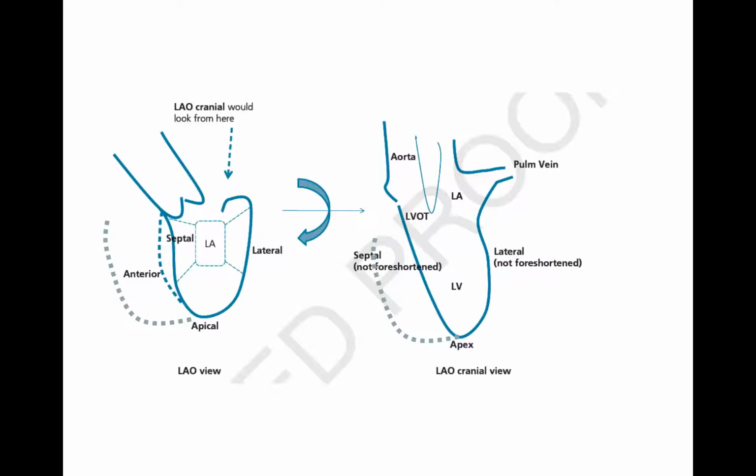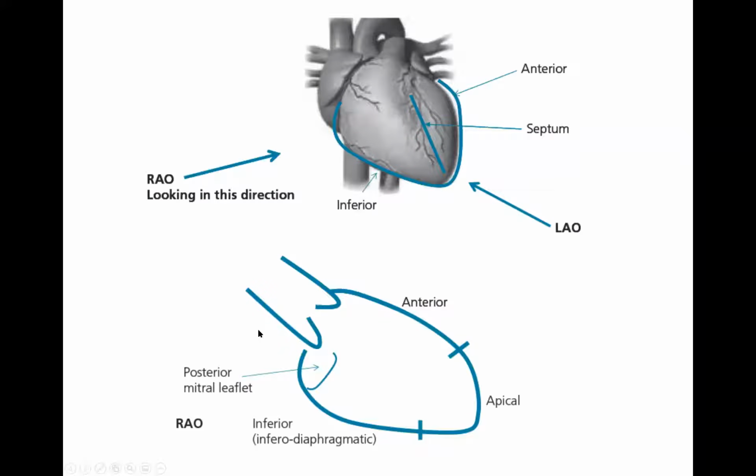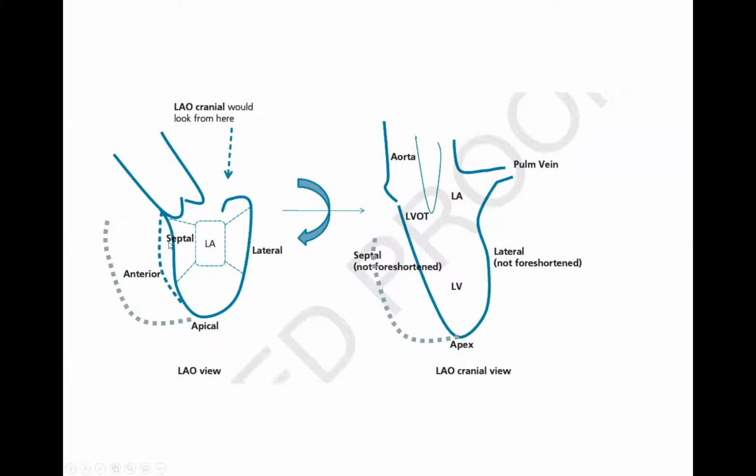So this is an LAO view. So this was an RAO, this is an LAO view. This is an LAO straight. The problem, LAO straight is not great. It kind of overlaps a lot of things. It overlaps the septum with the apex and the anterior wall, but it does show the lateral wall.